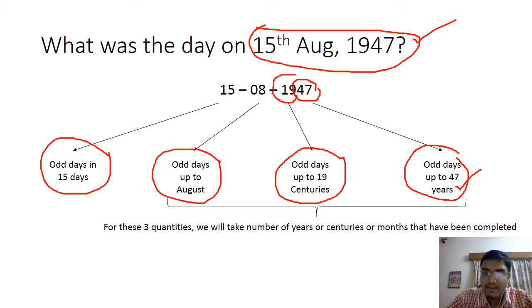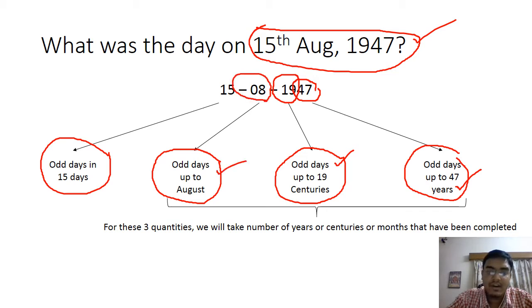Similarly, we have to find out the number of odd days in 19th century, because 19th century was over, right? It is the 20th century. 1947 means 20th century. 1900 years are over already. So we'll take our odd days till 19th century. Similarly, we'll use the code for August.